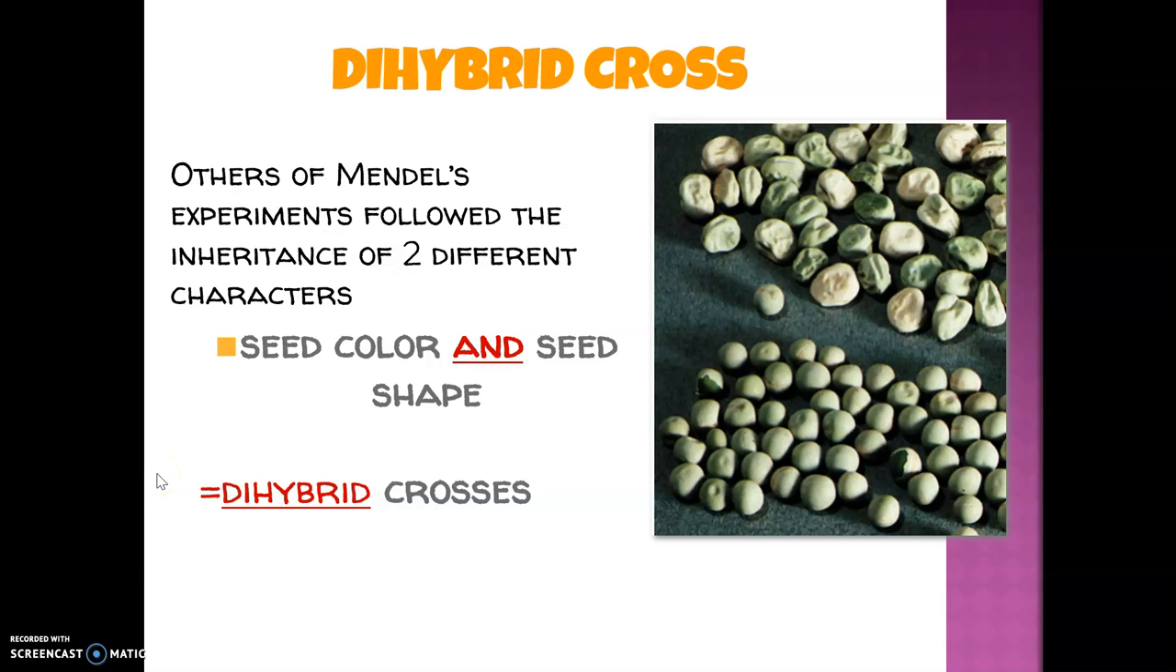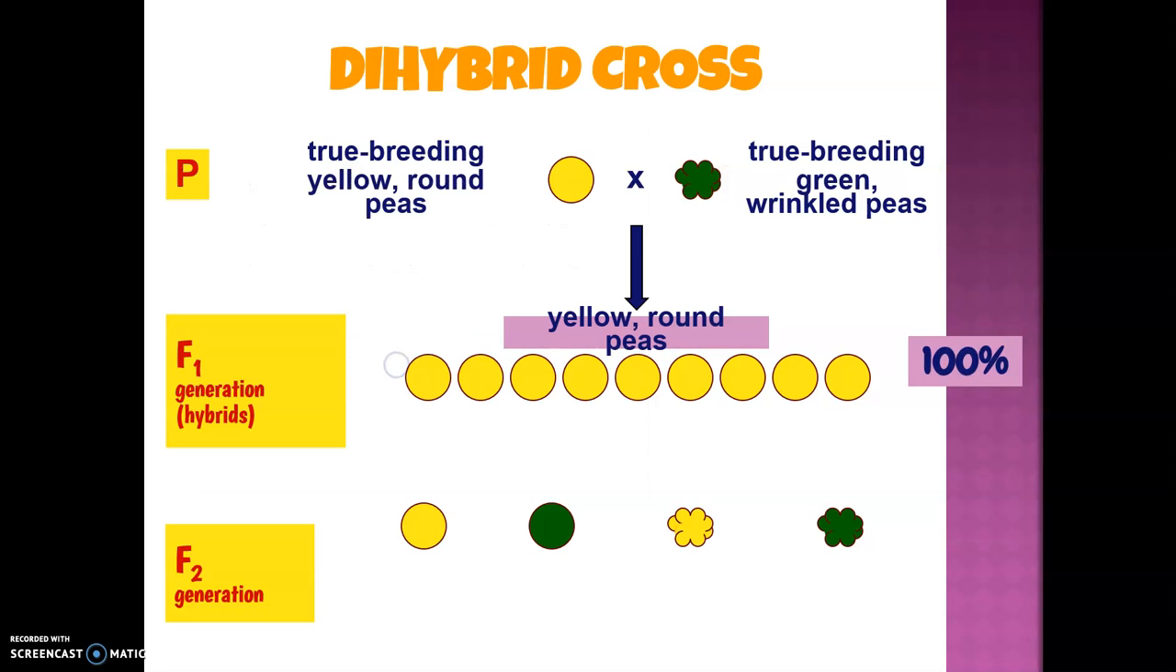Okay, so we're back with dihybrid crosses. Other of Mendel's experiments had him looking at two separate traits, so two separate characteristics. For example, he looked at seed color and seed shape at the same time. When he did that, that's what's called a dihybrid cross. You're crossing two different traits, which is di.